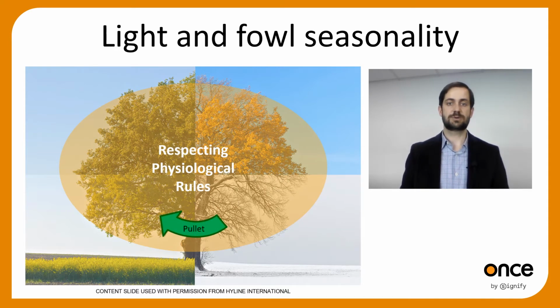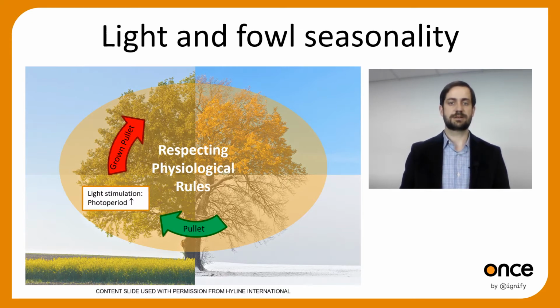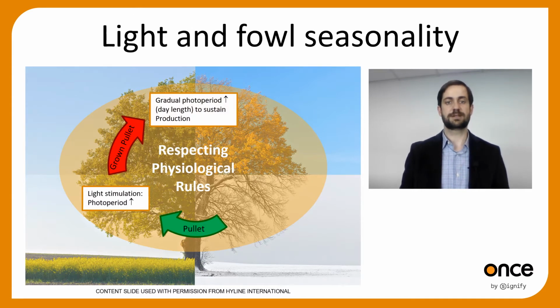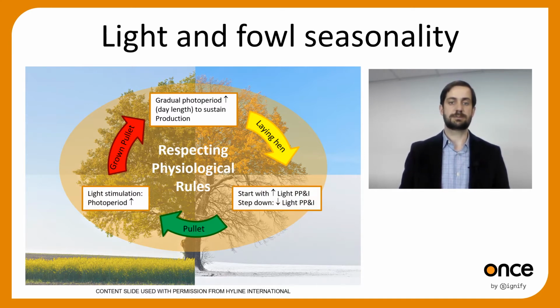For pullets, we simulate autumn and winter by using a shortening photoperiod. This stimulates growth and suppresses premature sexual development. When transitioning to a layer or breeder house, we switch to simulating spring using a lengthening photoperiod. This process is known as photostimulation and helps to bring the birds into lay quickly and efficiently.